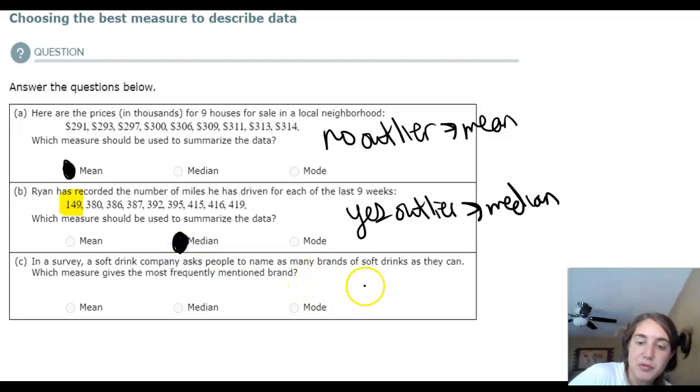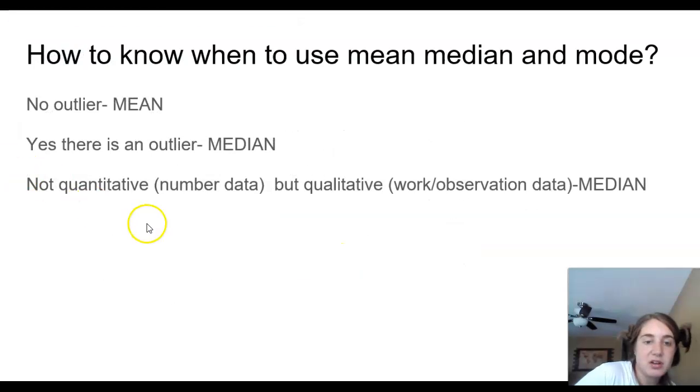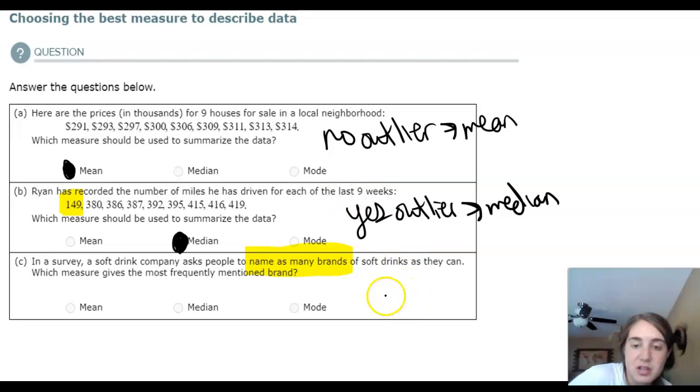People ask what brands they want. So if I have like a bunch of brands, you can't really do a formula with brands. So this goes back to, we used qualitative data, so we're going to use the mode.